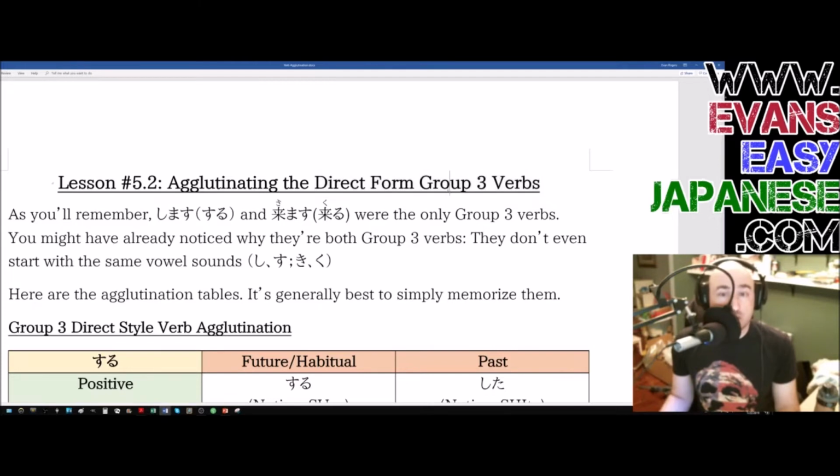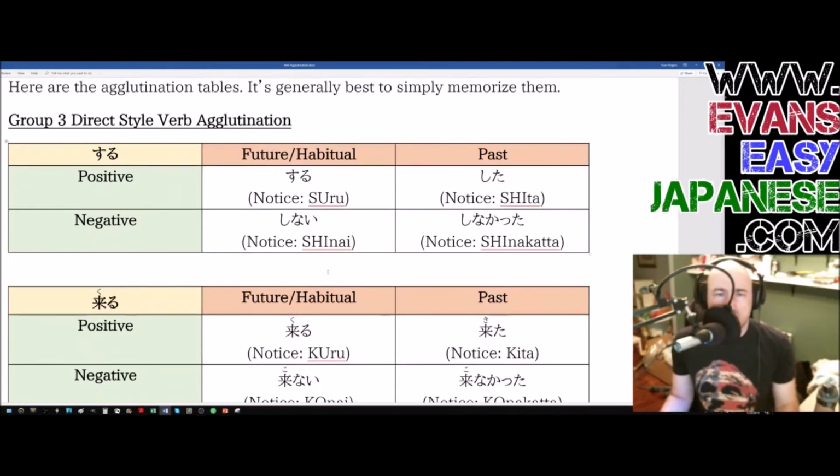We're going to start off with group 3, and you're going to find a connection between group 3 verbs and the group 2 verbs. But we're just going to start with the group 3 verbs because the rule is: shut up and memorize it. There are only 2 group 3 verbs. We've got suru and kuru, i.e. shimasu and kimasu.